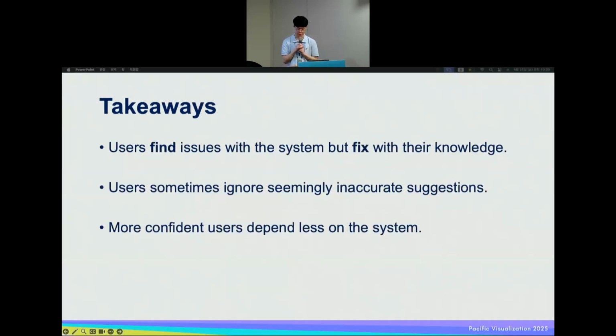And also, our qualitative results provide takeaways on how users interact with misleading visualizations. Mainly, we found that users actually utilize the system when finding issues, but they mainly use their prior knowledge when they fix the issues. Also, users did ignore some suggestions if they thought those were inaccurate. And this behavior was stronger if the user was more confident with visualizations. And users who were not familiar with visualizations tended to rely on the system and accept all suggestions whether or not those were accurate.